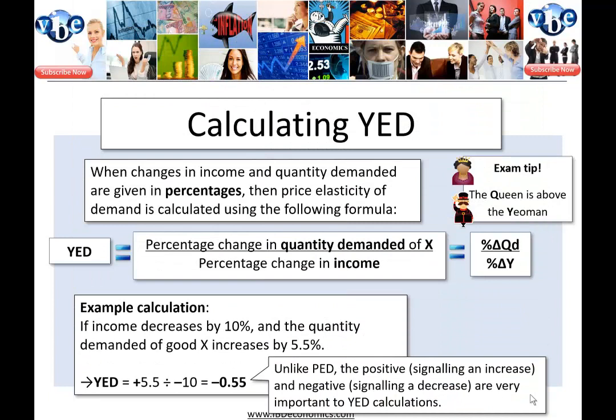Okay, given the percentages, we can do the calculation very easily. If income decreases by 10% and the quantity demanded of good X increases by 5%, that's plus 5.5 divided by negative 10. And our YED coefficient will turn out to be negative 0.55. And again, unlike price elasticity of demand, the positive and negative are important. Positive signaling an increase and negative signaling a decrease in either incomes or quantity demanded here.